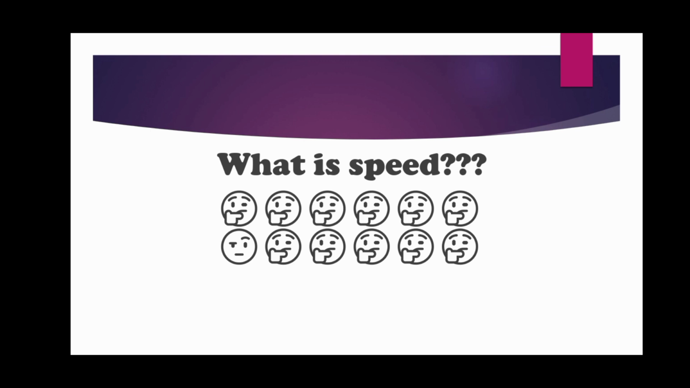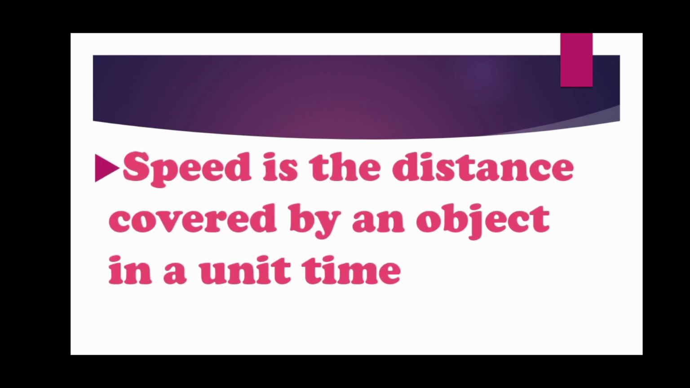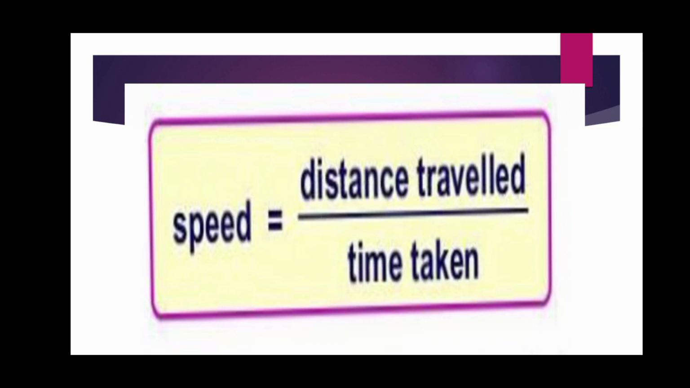Now, how can we define speed? What is speed? Speed is the distance covered by an object in a unit time. We shall use the term speed for average speed. So for us, the speed is the total distance covered divided by the total time taken, or speed is equal to distance travelled divided by time taken.